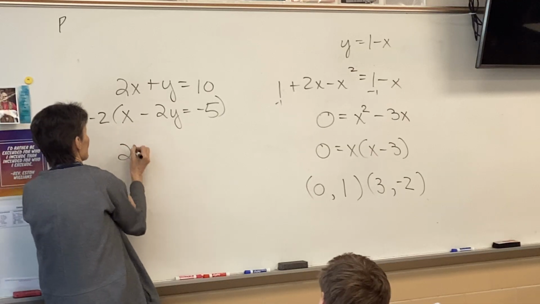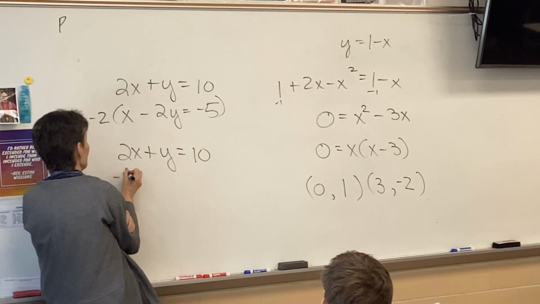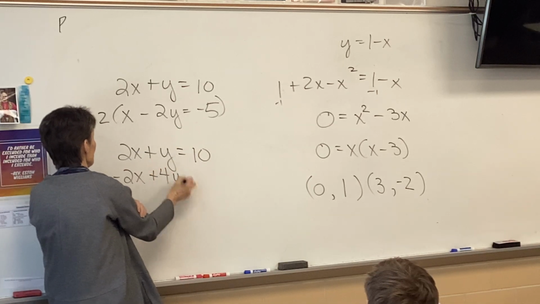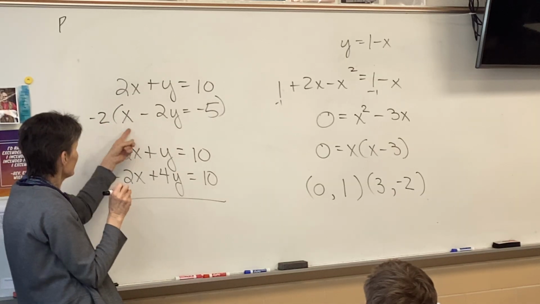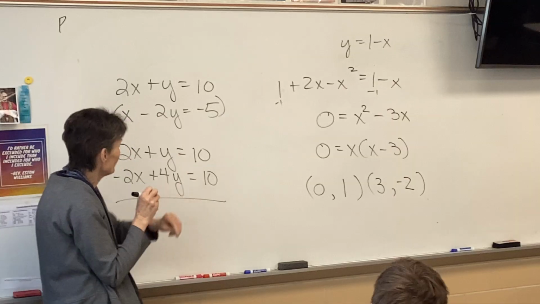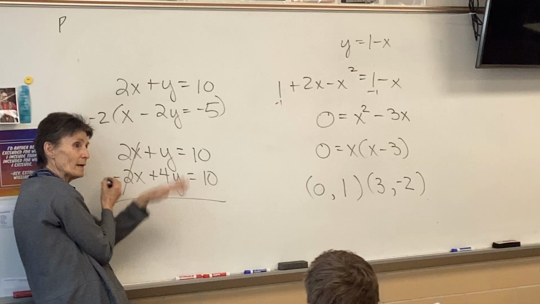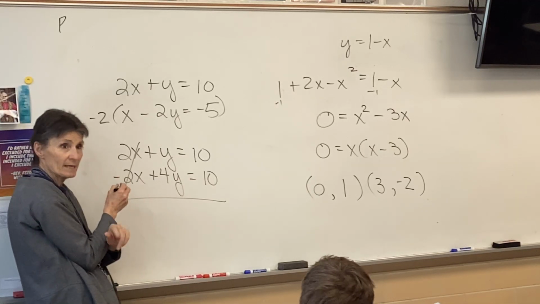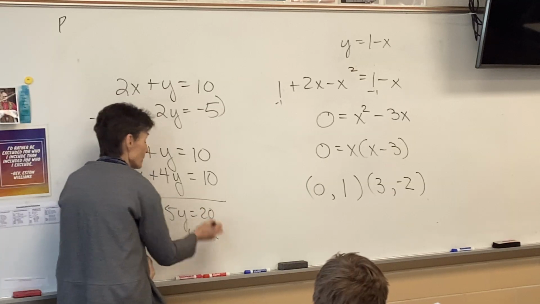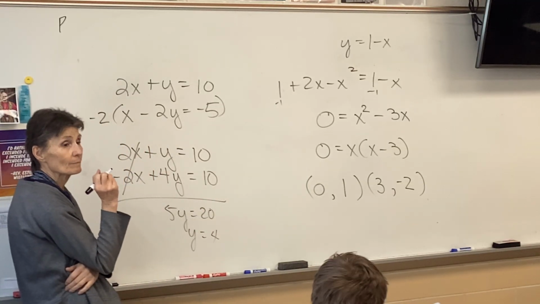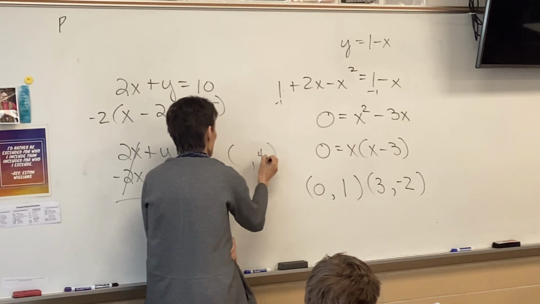And that actually happens. So 2x plus y equals 10. Michael says he wants to multiply the bottom one by -2. Remember, when you do that, it's all the way across. And the reason he did that, see right here? When he adds, he eliminates the x's. So 5y equals 20, and it looks like y equals 4. Only one answer this time, y is 4.